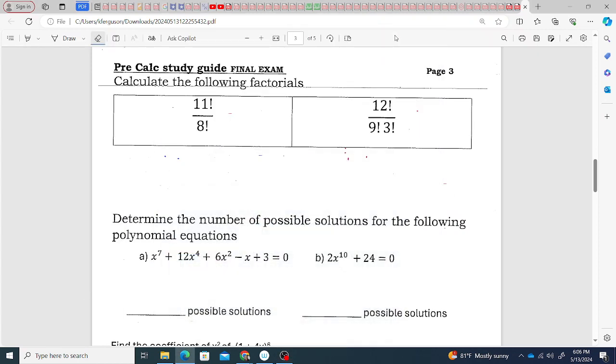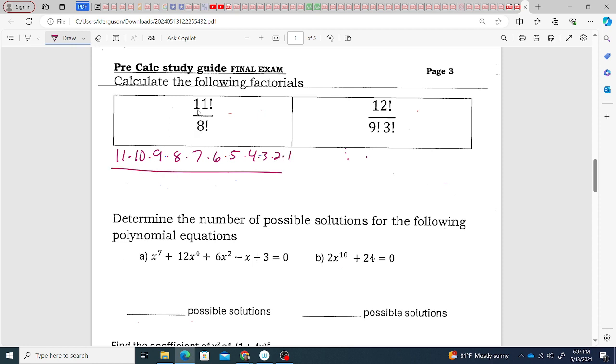Okay, so here we go again. So first we're starting with calculate the following factorials. What is a factorial? Well, 11 factorial is 11 times 10 times 9 times 8 times 7 times 6 times 5 times 4 times 3 times 2 times 1.